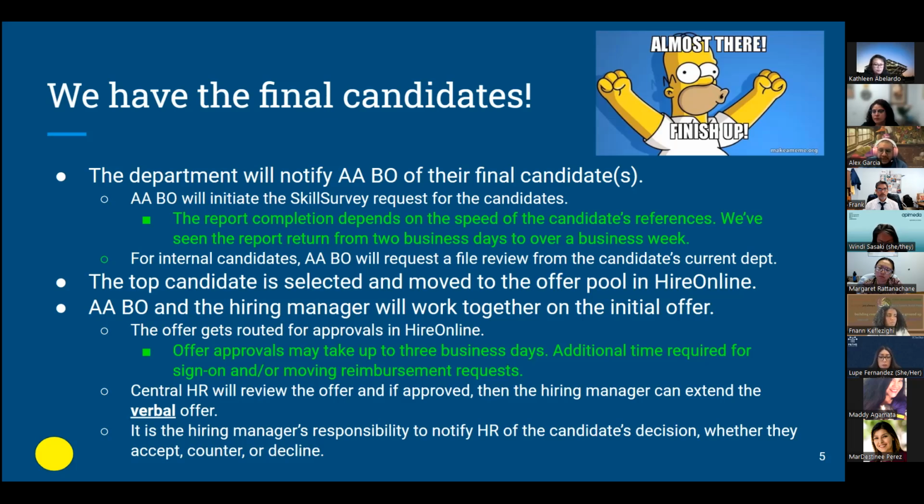Once central HR reviews the offer and we get the approval email, the hiring manager can extend the verbal offer. Do not extend a paper or digital offer letter. That comes after they do a verbal acceptance. And it is the responsibility of the hiring manager to notify HR of that candidate's decision, whether they accept the offer, counter, or decline.